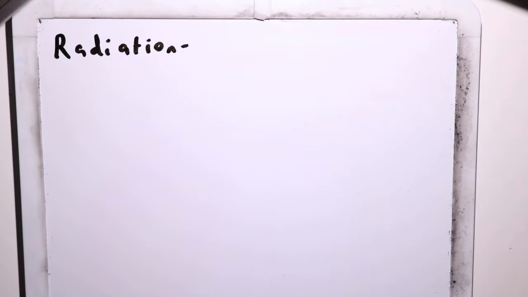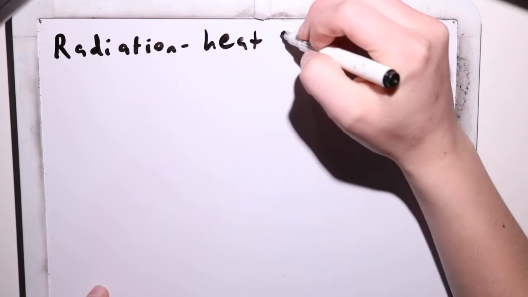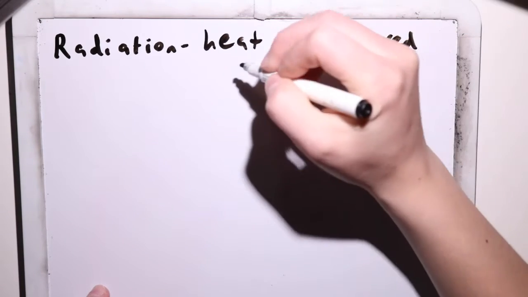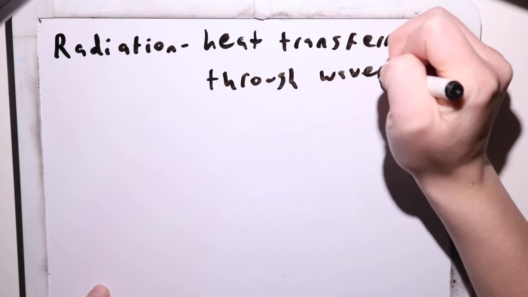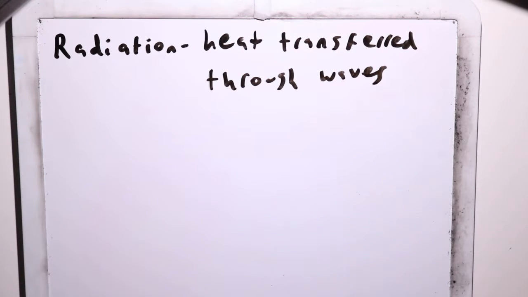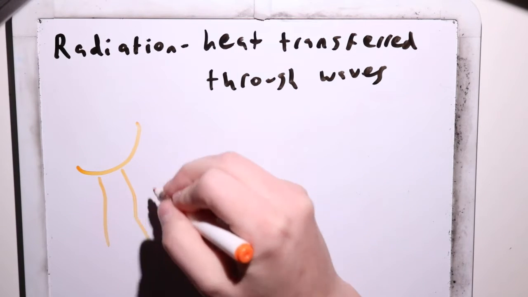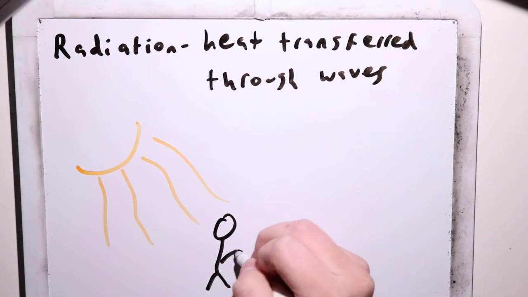So the final type of thermal energy transfer is radiation, and that is when heat is transferred through waves. And an example of this would be sunlight. Obviously, you have the sun, and the waves of the sunlight come down and hit you, and that is why you feel heat from the sun. It's from radiation.